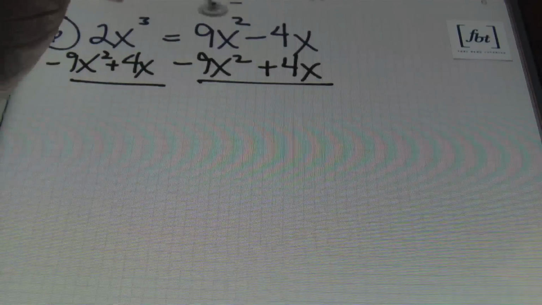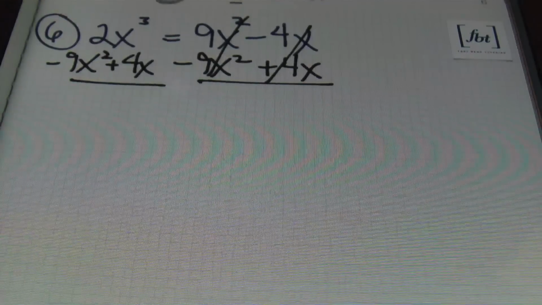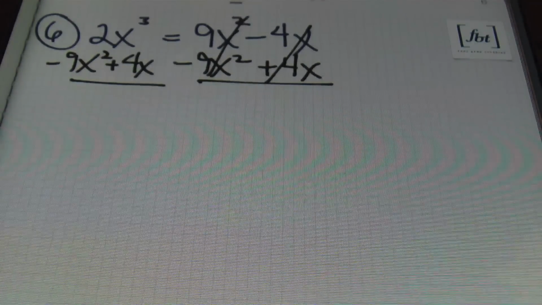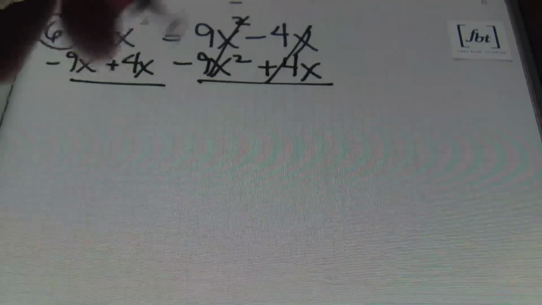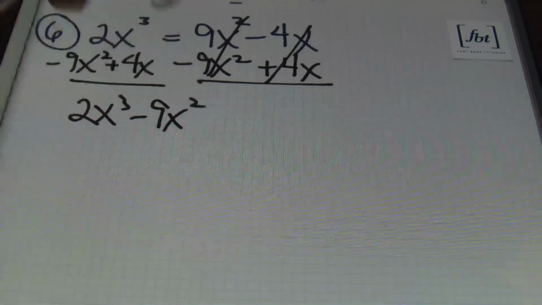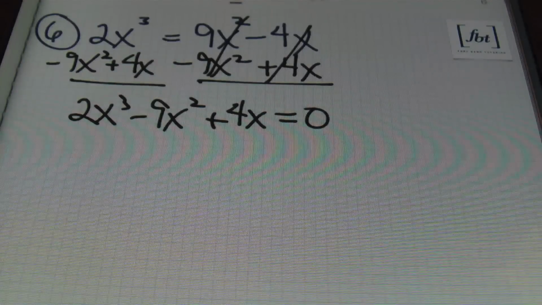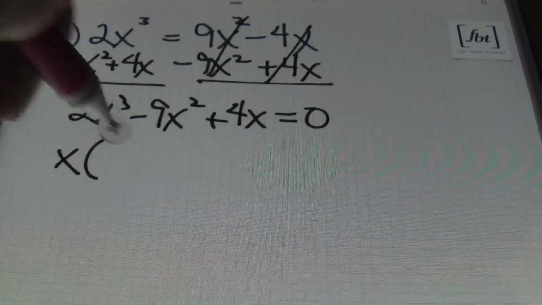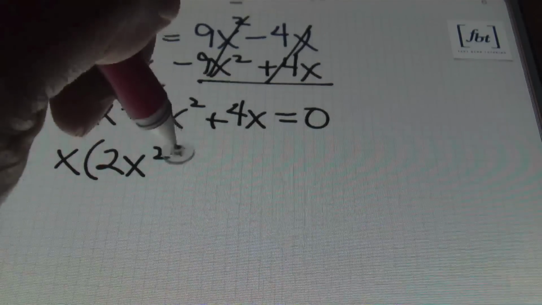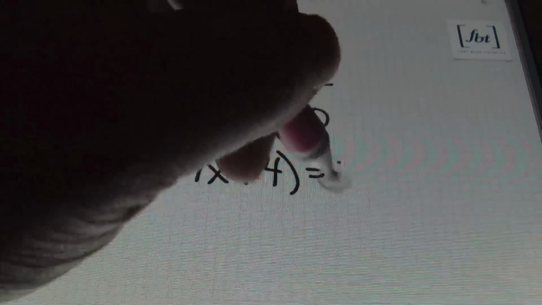If you wanted to, you can break this first step down into 2 steps, meaning in your first step, subtract 9x squared from both sides and then add 4x in another step. But I'm doing it all at once because I don't have that much room to work with here. So I'm going to rewrite my equation as 2x cubed minus 9x squared plus 4x equals 0. Then I'll be factoring out x as my GCF from each term. So factoring out x, I can rewrite this as x times 2x squared minus 9x plus 4 equals 0.